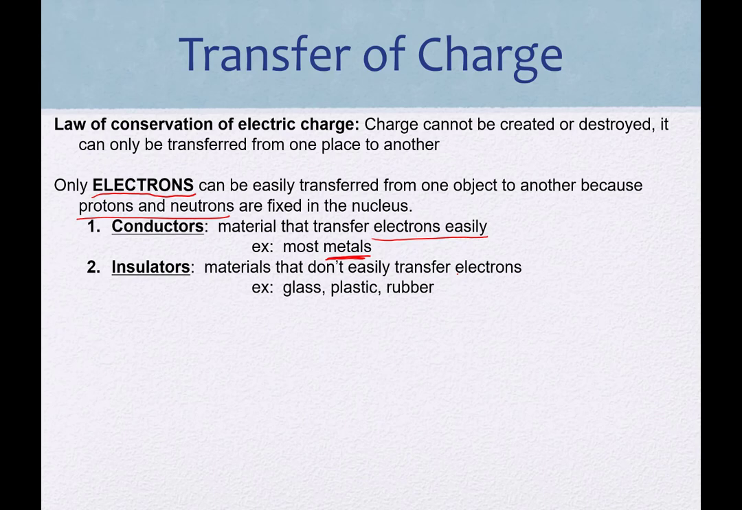Notice that electrical conductors and electrical insulators are pretty similar to thermal conductors and thermal insulators, and that's because if electrons can transfer easily between or through a material, that means they can transfer heat easily from one place to another in a material. So there is a lot of overlap, but they're not always exactly the same. These are electrical conductors and insulators.